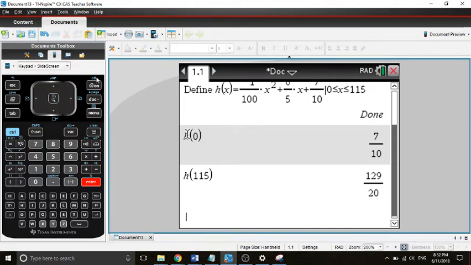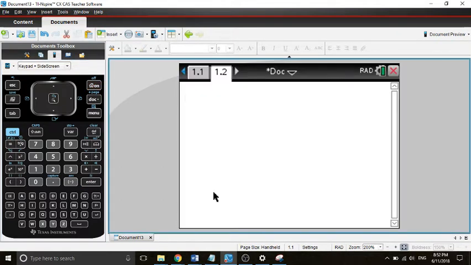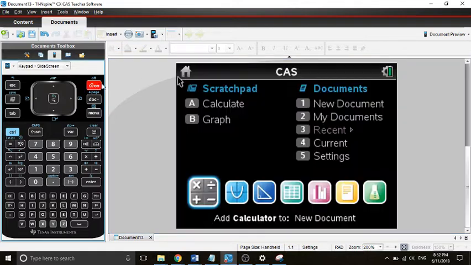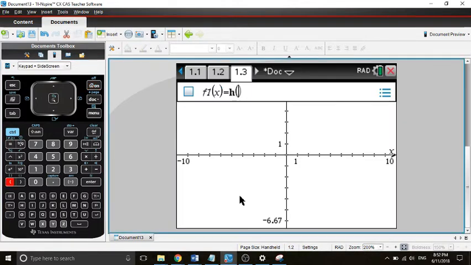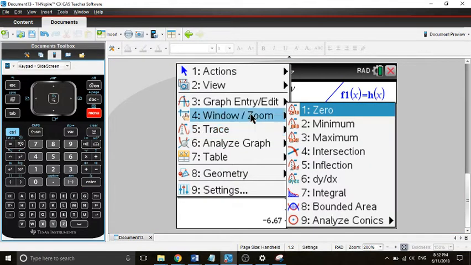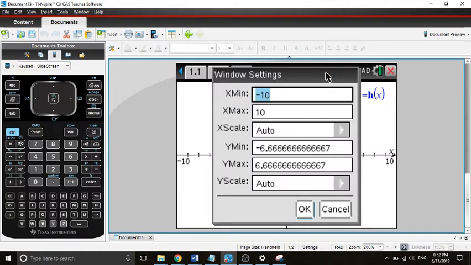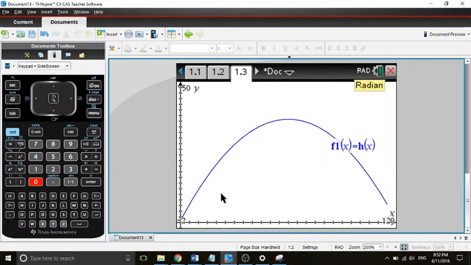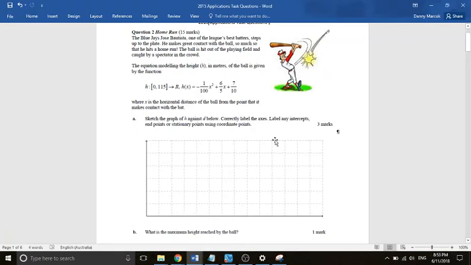Menu window. Oh no, we don't want that. We want a graph. H of X. See what's going on there. We will set our window, zoom, window settings. Let's set our X minimum to -2, our X maximum to 120, our Y minimum to -2, and our Y maximum to say 50. I can't imagine hitting a ball higher than 50 meters. So there we go. That's a nice curve there for us. Okay, so that shows the path of the ball. All right, so that's what our sketch has.